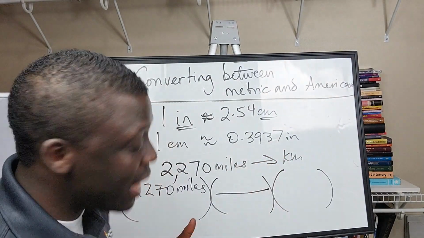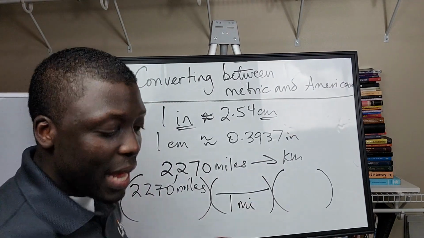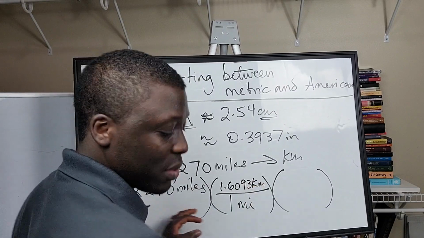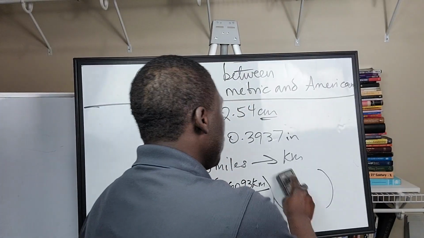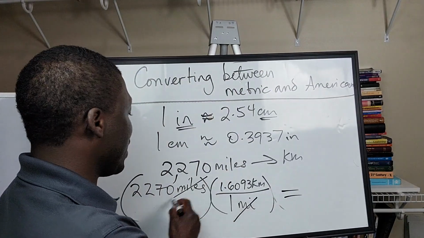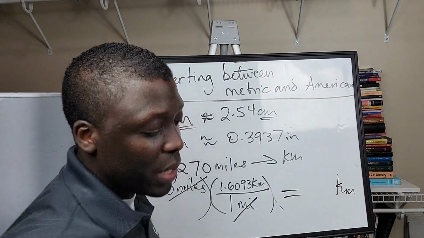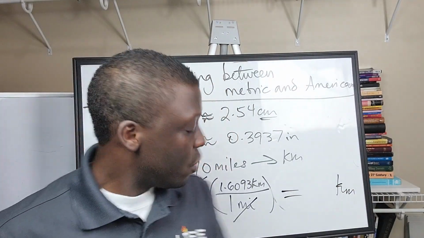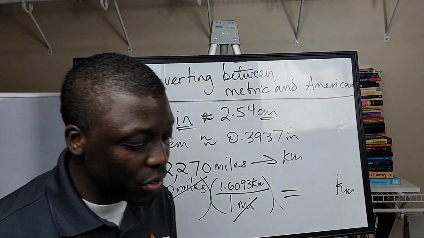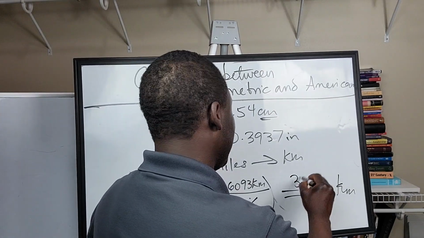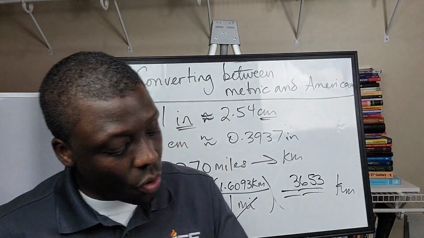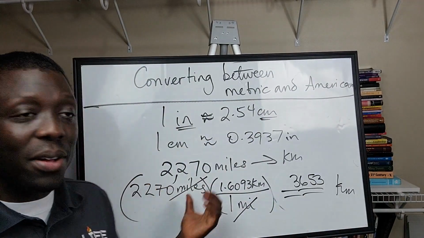So you write those, and then you say, what is the relationship between miles and kilometers? So we say 1 mile is 1.6093 kilometers, right? So we write that down and we set equal, right? Because the miles will cancel. And so your answer is going to be in kilometers, right? So 2270 times 1.6093 kilometers. And your answer should be about 3653 kilometers, okay? So basically, it's good to know how to go from miles to kilometers.